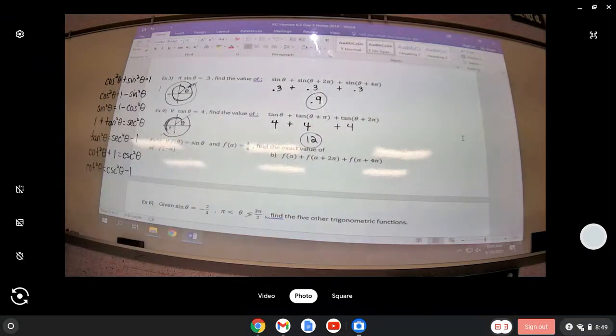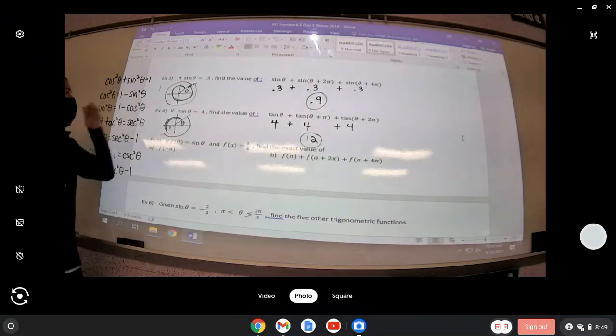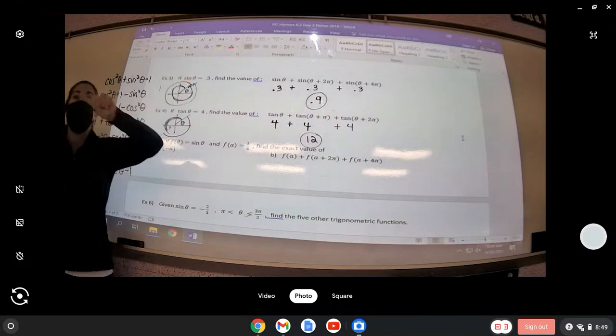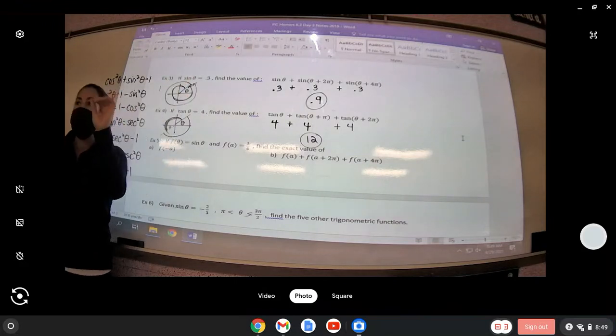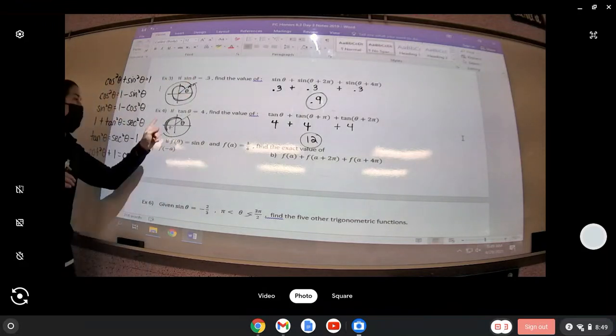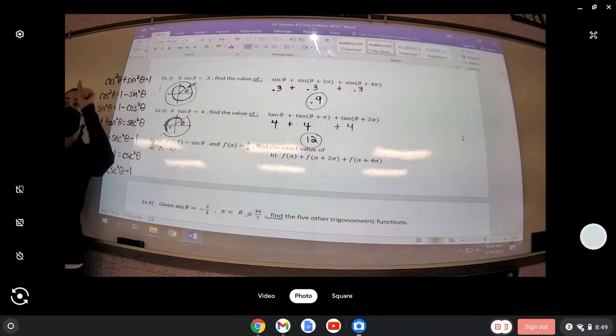Is everybody okay? So again, when we start looking at the graphs, you're going to notice that the sine function, you have to do a complete rotation, 2 pi radians, to repeat. But the tangent repeats faster. Every half of a rotation, every pi radians, its outputs start to repeat.